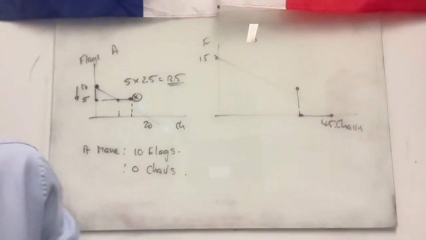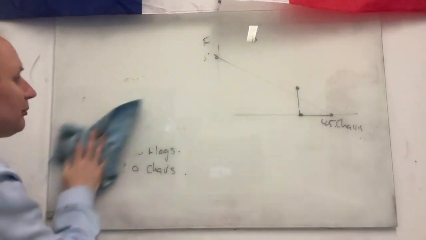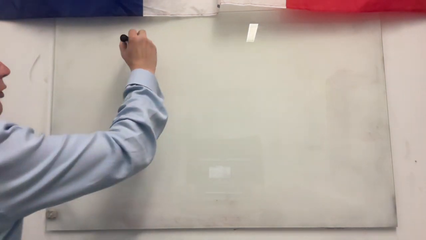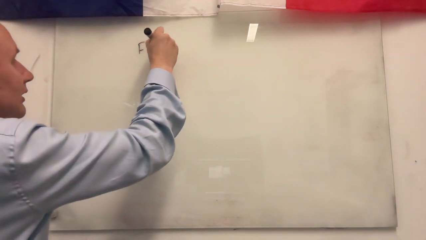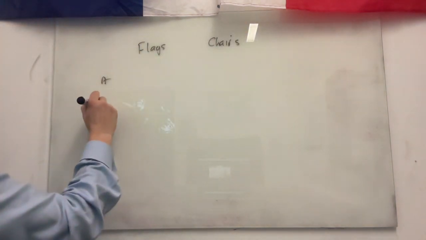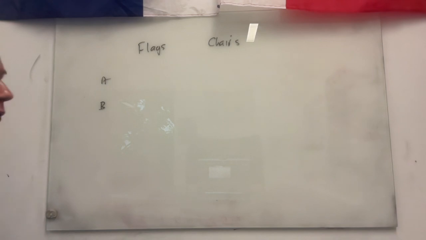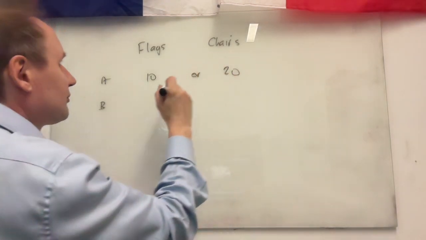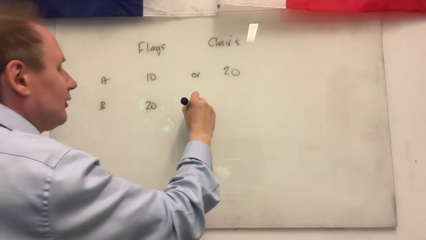To show the idea of global output, I'm going to pick a simpler example. Let's imagine now we have, again, 2 countries. We'll have, on the one hand, flags. On the other hand, we'll have chairs. We'll have country A, we'll have country B. And we'll imagine that, again, with one worker, A can produce 10 flags or 20 chairs, whereas B can produce 20 flags or 10 chairs.